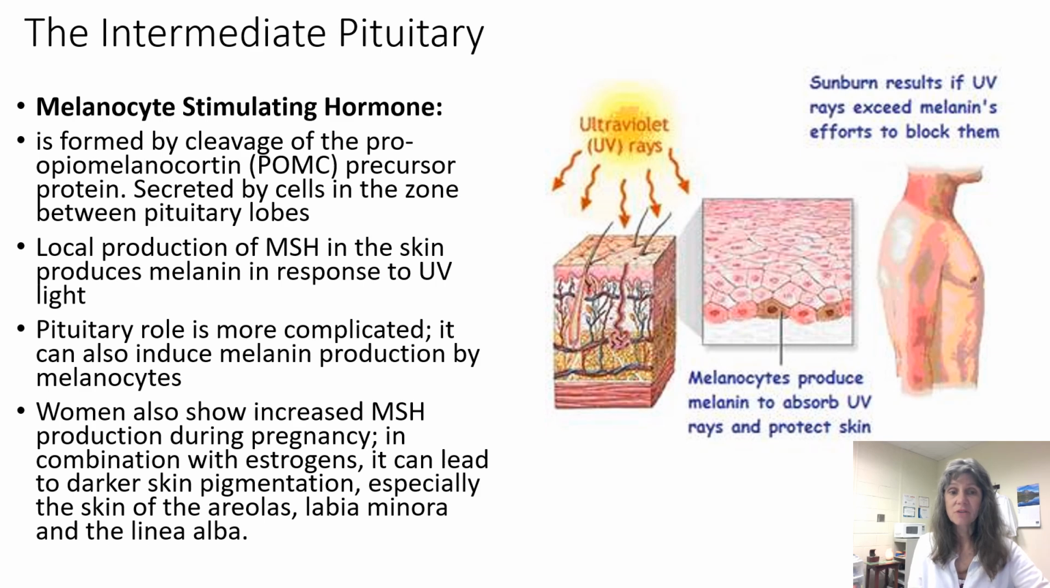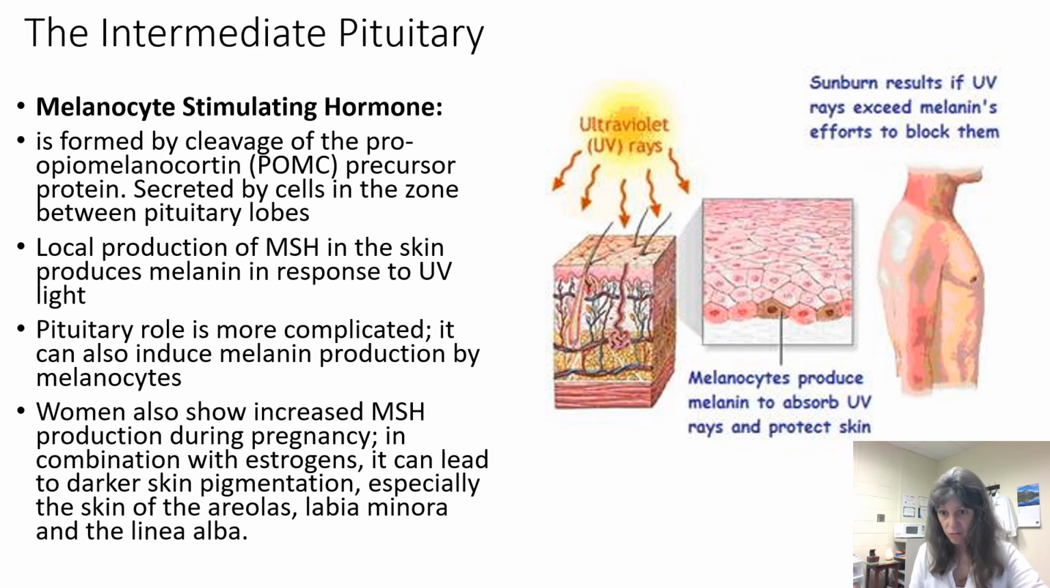and so the skin of the areola, the labia minora, and there's an area that goes from the xiphoid process down towards the pubic tubercles called the linea alba. It's connective tissue that will darken during pregnancy. It goes from the linea alba and it turns into what's known as the linea nigra. So it turns from a white line that's not really visible into a darker line that's visible during pregnancy.